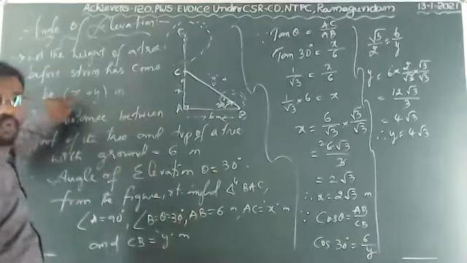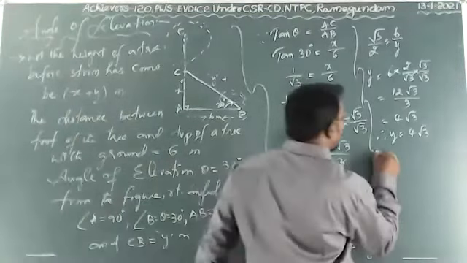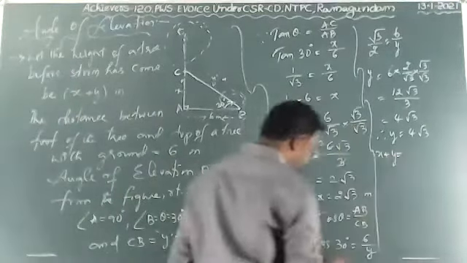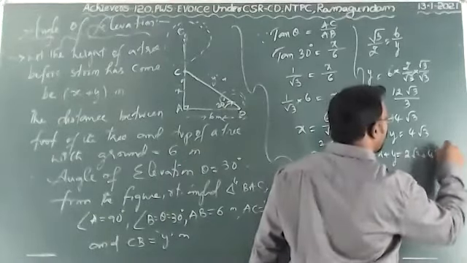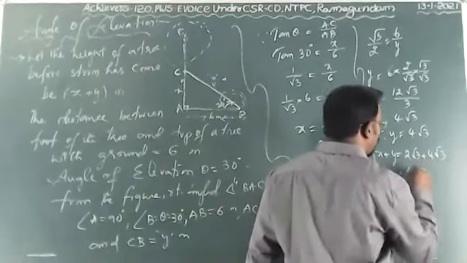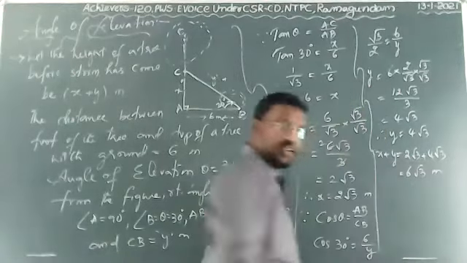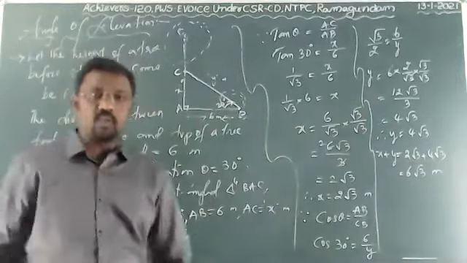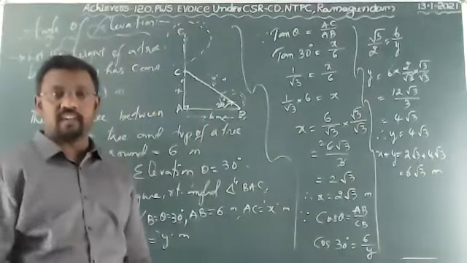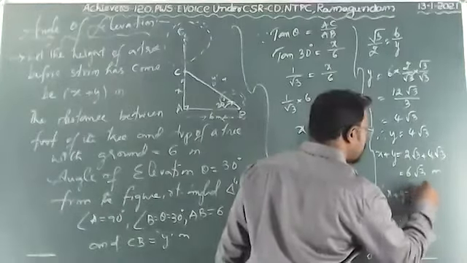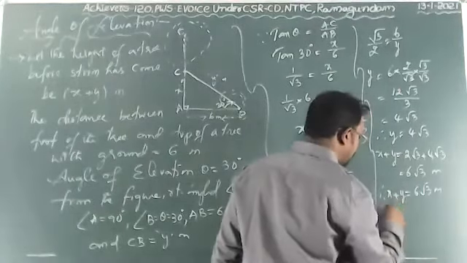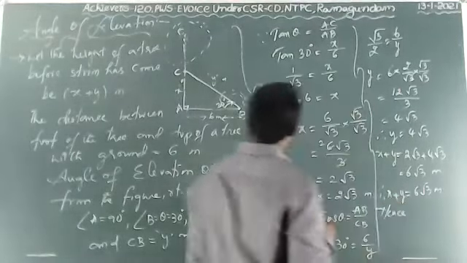We have to find out what? x plus y. What is x here? You got it, x is equal to 2 root 3. What is y? 4 root 3. 2 root 3 plus 4 root 3 is 6 root 3. Therefore, x plus y is equal to 6 root 3 meters.